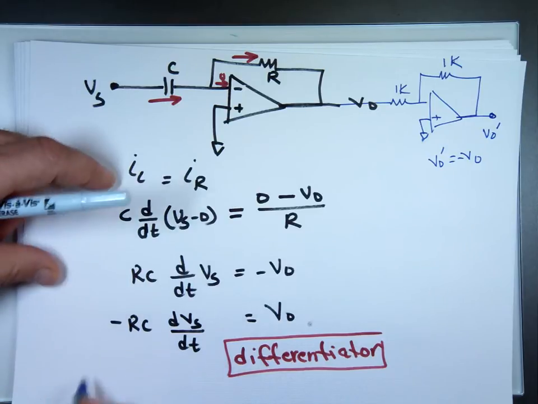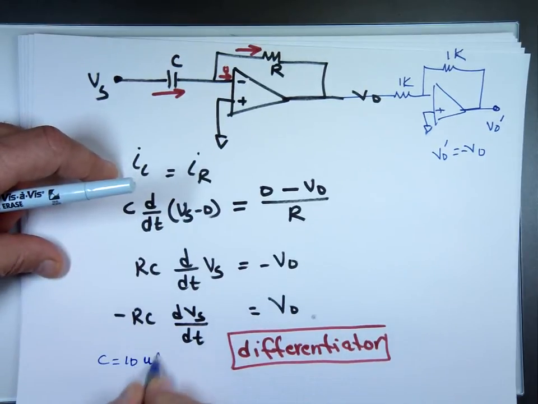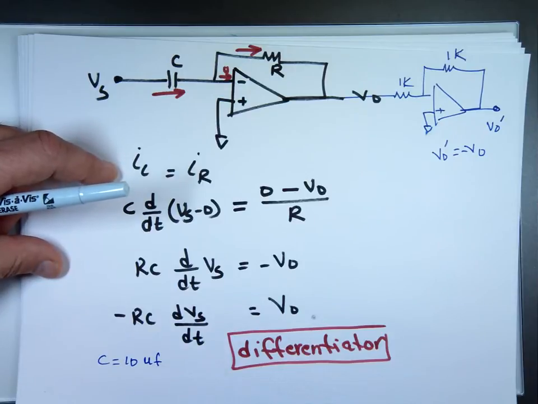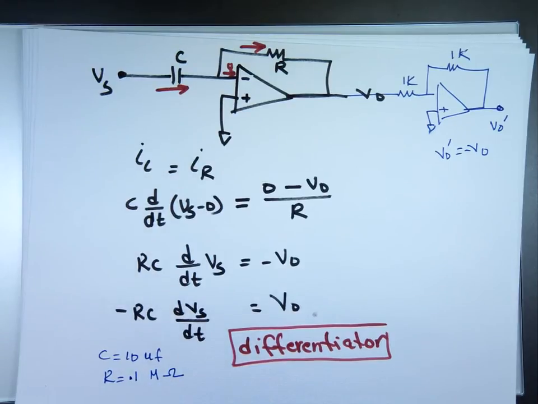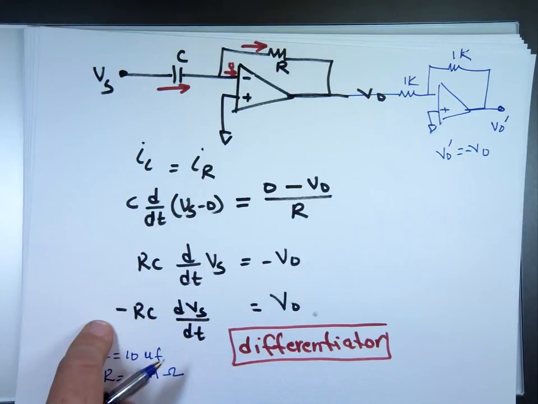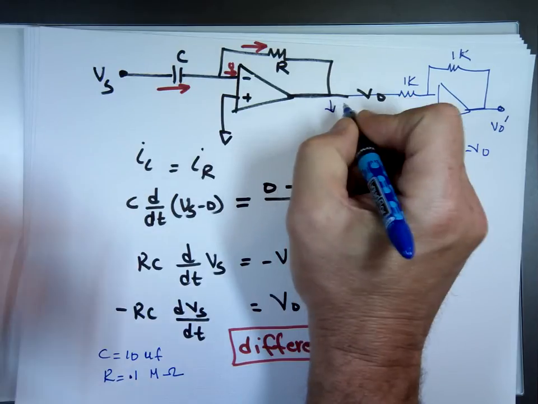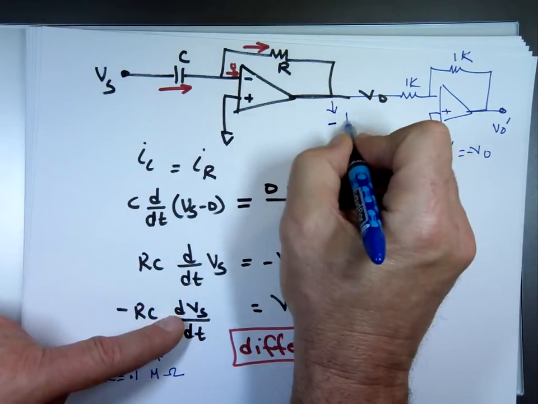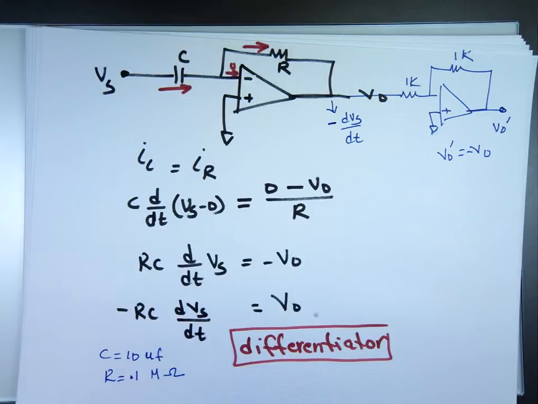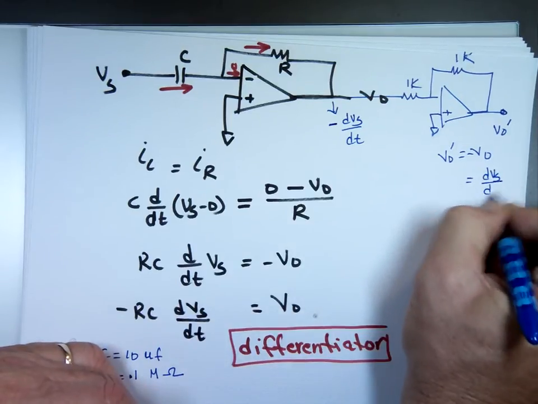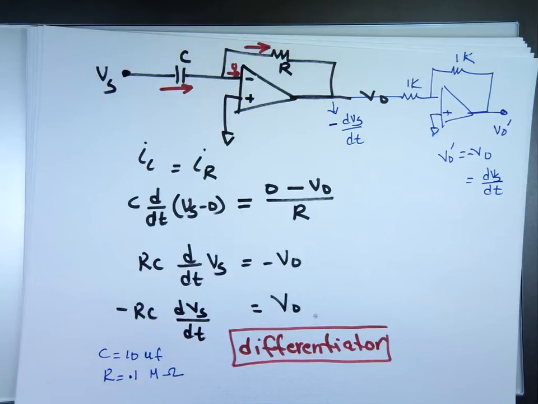So for example, if C equals 10 microfarad, okay, what can I do here? Well, I'll make the resistor 0.1 mega ohms. Mega and micro cancel each other out. What's 10 times 0.1? 1. So with these numbers, this becomes negative dVs/dt. And this one is going to make it the opposite, so we'll make it a plus dVs/dt, just by playing with the values. And I can do the same thing with the integrator.